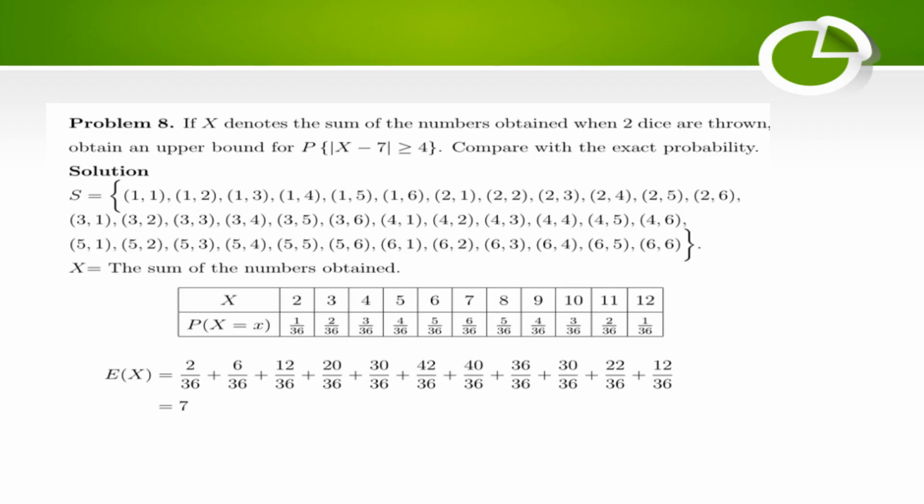Solution. The sample space S equals (1,1), (1,2), (1,3), and so on through all pairs up to (6,6). X equals the sum of the numbers obtained.